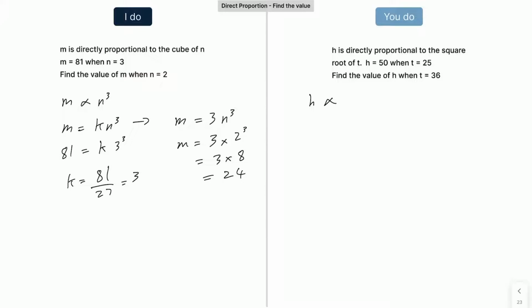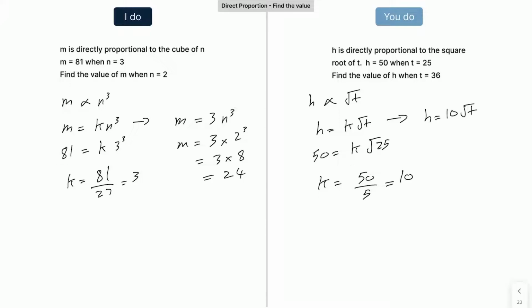So again, hopefully you've pressed pause and had a go at this. Now let's sub the values in. And now we know what k is, we can put it in there. Reading the question, it says find the value of h when d is 36. So that is going to be 10 times 6, which is 60.